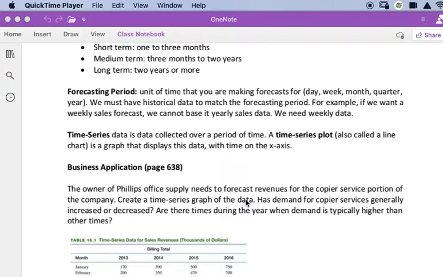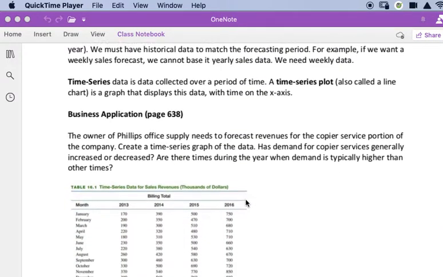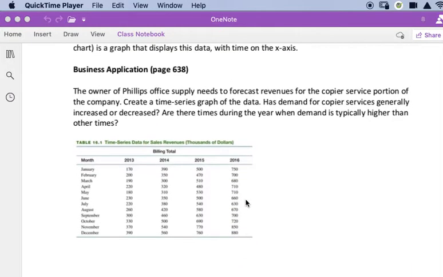So we're going to look at this business application problem. We have an office supply company that wants to forecast revenues for the copier service portion of the company. And our questions are, has demand for copier services generally increased or decreased? And are there times during the year when the demand is typically higher than other times? So we want to look at the overall trend, and we also want to look at the year and see if there are times when the demand is higher or lower than other times.